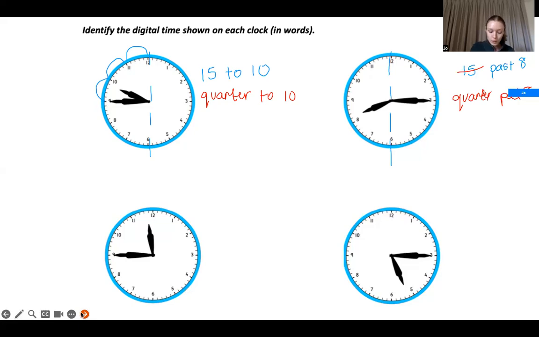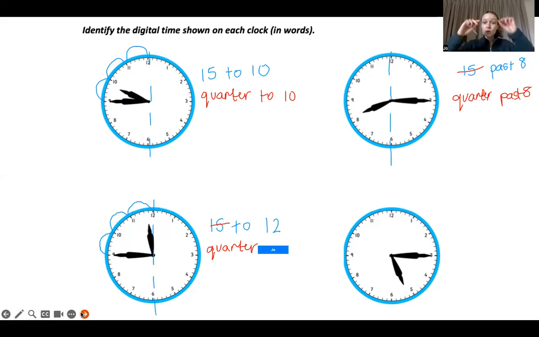Okay, we'll have a look at one more example. Let's do this one down here. Put my line in. I can see that my longer minute hand is on the to side. I'm going to put that in first, to. Then I need to look at my next hour. The next hour will be 12. And how many minutes until the minute hand hits a 12? 5, 10, 15. So it's going to be 15 minutes to 12, but I can replace 15 with quarter so that it reads quarter to 12.